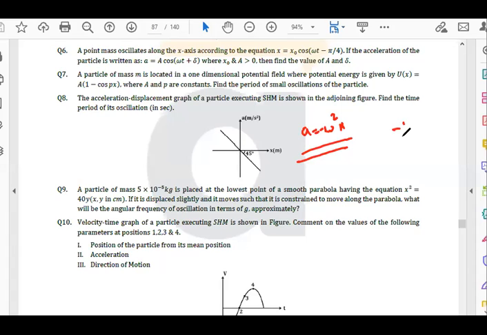Minus 1, right? And what is the slope of this equation? Minus omega square. Yes or no? So I can say minus omega square is equal to minus 1. So omega is equal to 1. Agree? Agree everyone? So obviously you can find the time period. Omega is 1, then time period is 2 pi. Clear? Easy? Super easy? Was this problem easy?